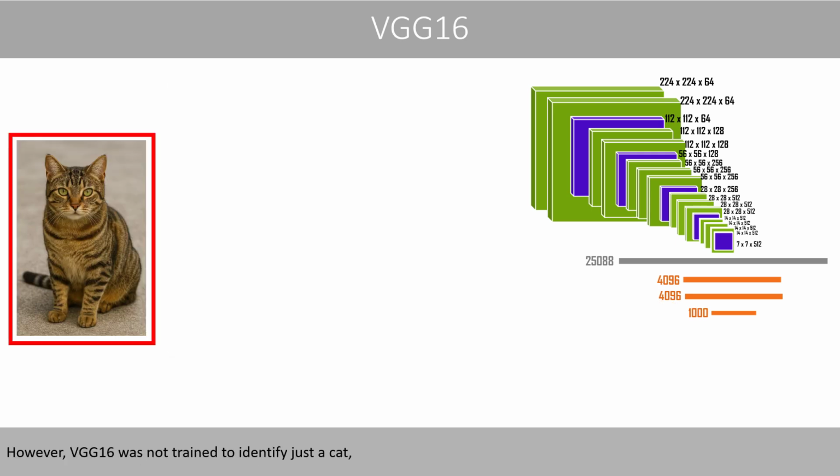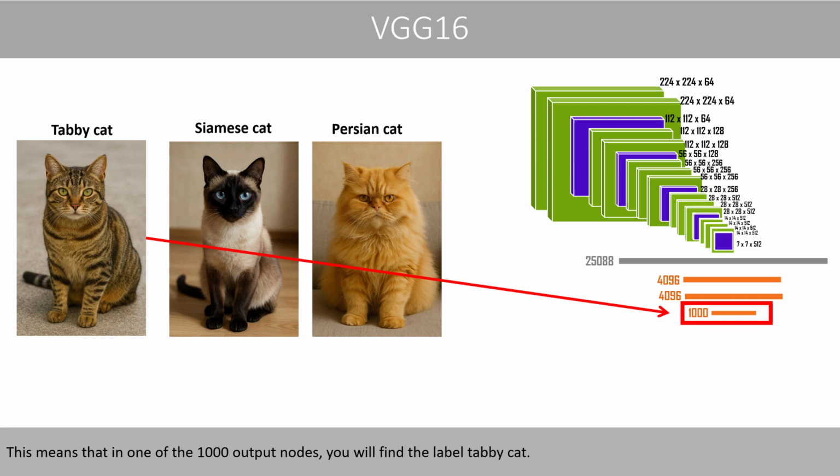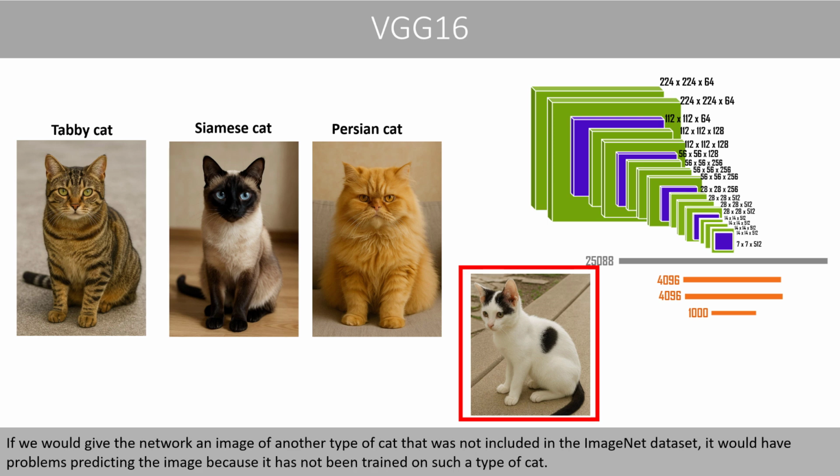However, VGG16 was not trained to identify just a cat. It was actually trained to identify different types of cats that are included in the ImageNet dataset. This means that in 1 out of the 1000 output nodes, you will find the label tabby cat. If we would give the network an image of another type of cat that was not included in the ImageNet dataset, it would have problems predicting the image because it has not been trained on such a cat.